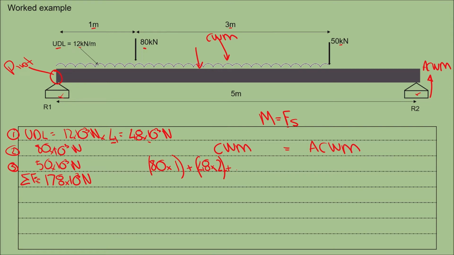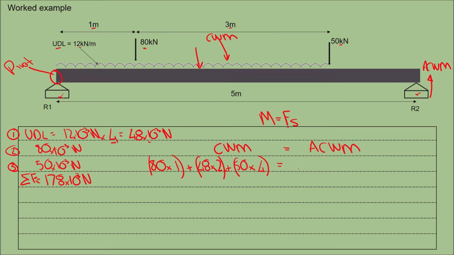Okay, next thing, we're going to add the final force, which we've got as 50, and we're going to multiply that by the distance. Now the distance we've got here again is 3 plus 1, which is 4. And that's going to equal the anti-clockwise moments.